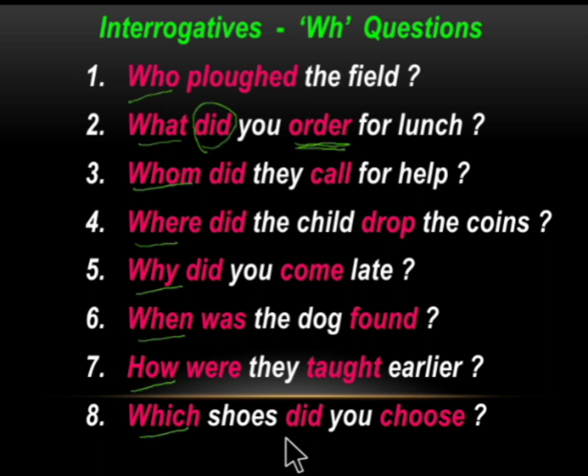So, only when this did is used, we have to check whether we use the present form of the verb, not along with the be verb. When we use a be verb, we have to use the past form of the verb. But when we use did, we have to use the present form of the verb. I hope you understood.